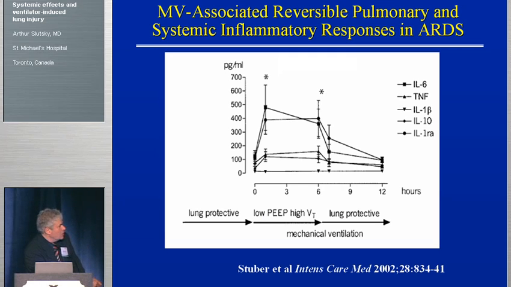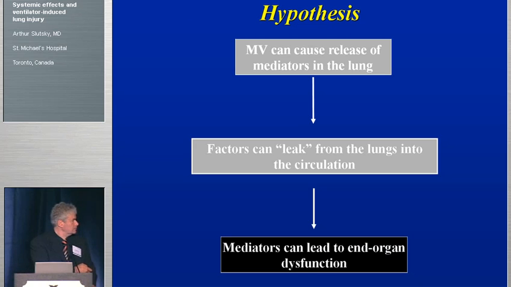Look what happens when the strategy changes from lung protective to low PEEP high VT. Marked increase in a number of cytokines, including IL-6, TNF, IL-1 beta. When lung protective strategy is reinstituted, marked decrease again in these values. Again, showing that the release of mediators in humans occurs due to changes in ventilatory strategy.